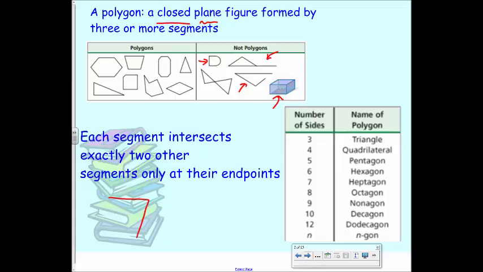All right, so each segment intersects exactly 2 other segments only at their end points, which is why this cannot be a polygon right here, because it doesn't intersect at the end point.